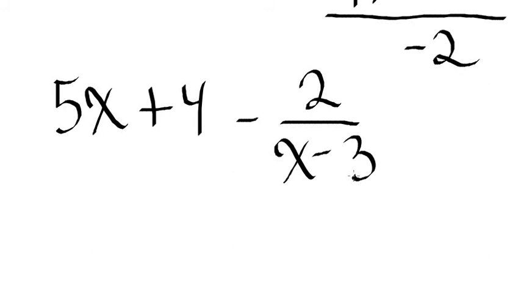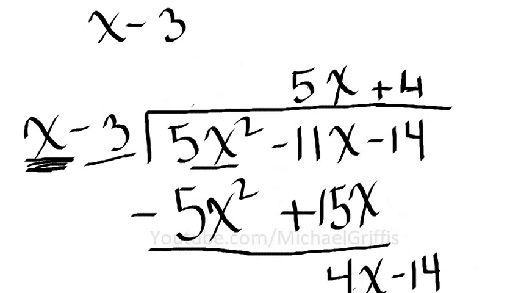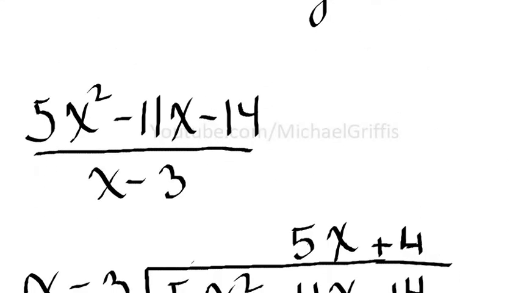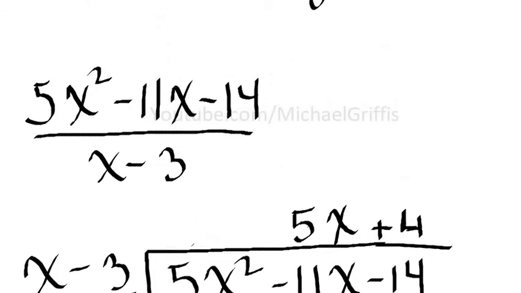All right, and you can always check your work. Take this guy and multiply it out and get all one single fraction, numerator over denominator. Right, and you should end up with where we started, which was there.